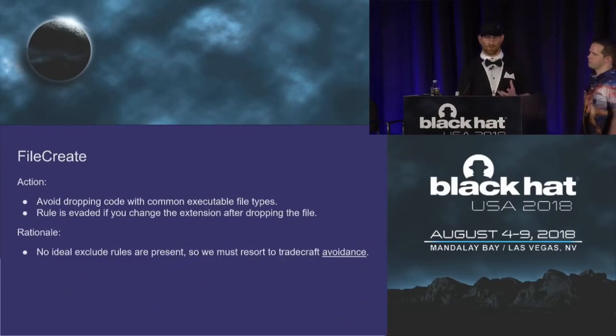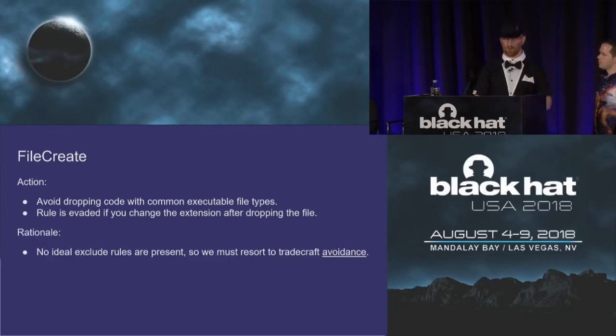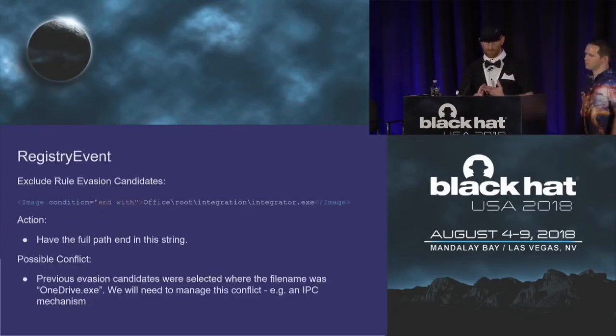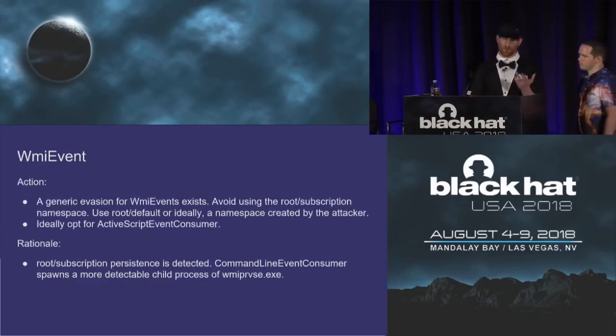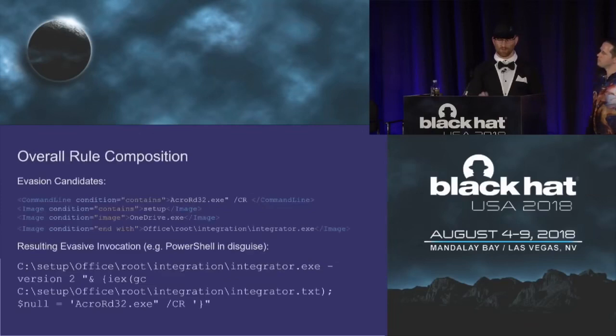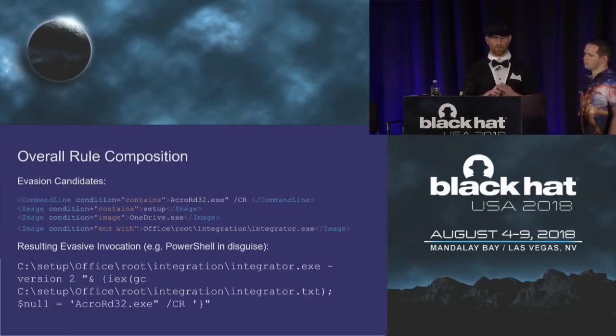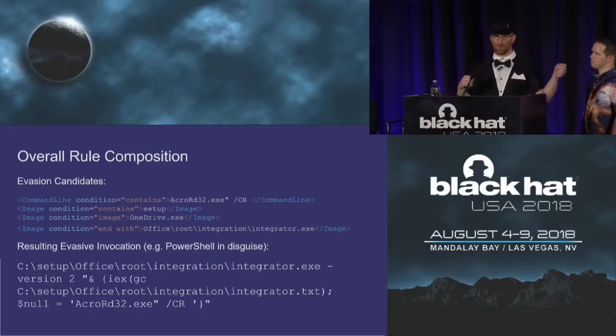File creates, there weren't really any ideal exclude rules, so we would have to resort to tradecraft avoidance. A registry event. So we can avoid all registry events if our path and file name ends with as follows. Now, the problem is, and we already have a generic evasion for WMI events. So the problem that we've run into is the following. Look at the third and the fourth conditions, where the file name would need to end with OneDrive and that path, including integrator.exe. So one would evade network connections, the other would avoid registry events.